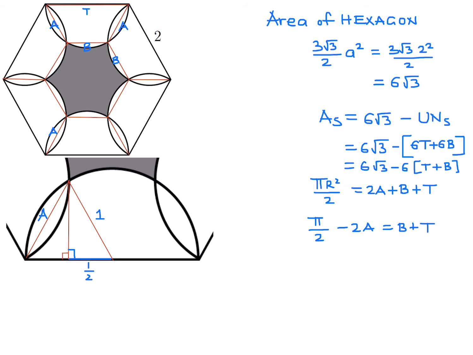Now, even if you didn't know that and you just want to call it h, you can easily figure out h. It would be h squared plus 1/2 squared is equal to 1 squared. So h squared would be 1 minus a quarter, which is 3 over 4, and therefore h would be root 3 over 2.